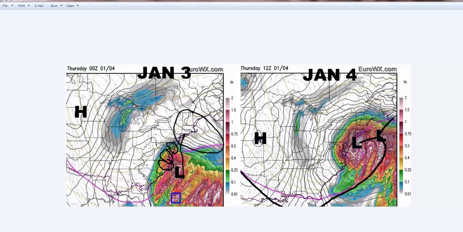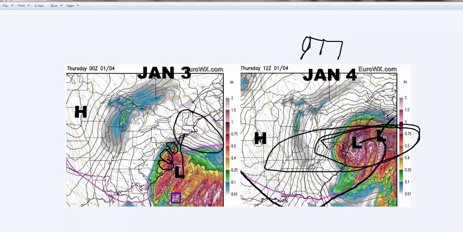Now notice the European has two lows here. Both of these are of equal intensity, 977 millibars. This is suspect. You are not going to get two lows next to each other. The European, maybe the one near New York, New Jersey is clear.